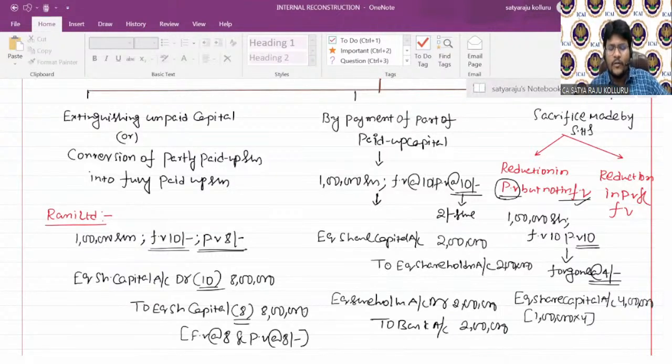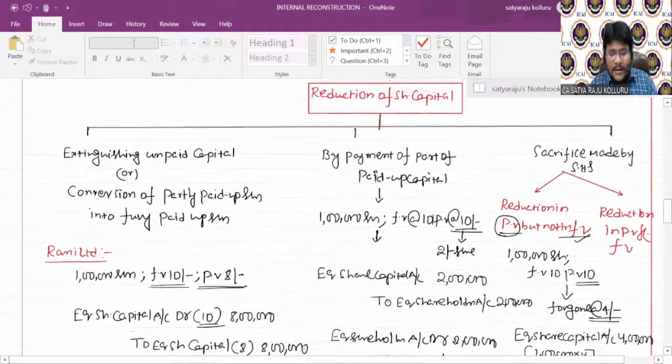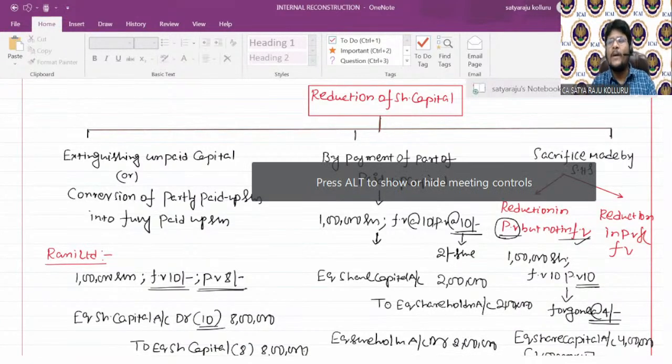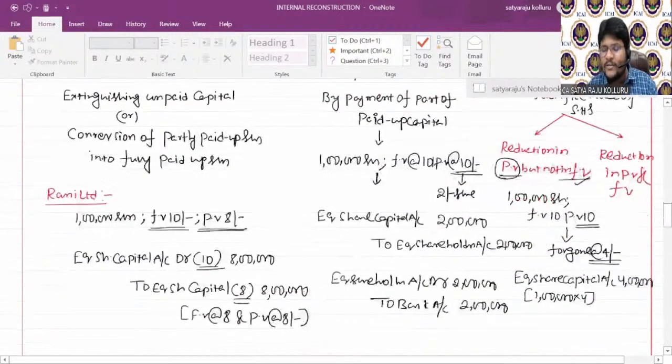Now consider, guys, all of you. If the shareholders are ready to forego a certain extent, due to which you are getting profit, right? Your company is getting profit. But till now, in case of conversion of partly paid up shares into fully paid up shares, or by payment of part of the paid up capital to the equity shareholders, your company is not getting any profit or loss. But at the time of sacrifice made by the shareholders, your company is getting profit in the process of internal reconstruction. Whatever profit or loss you derive in the process of internal reconstruction, you can transfer it to a reconstruction account.